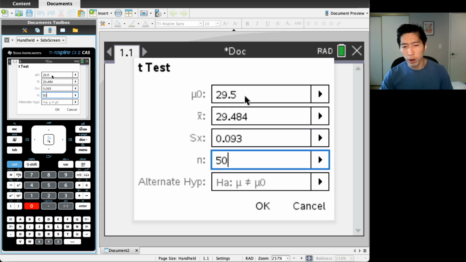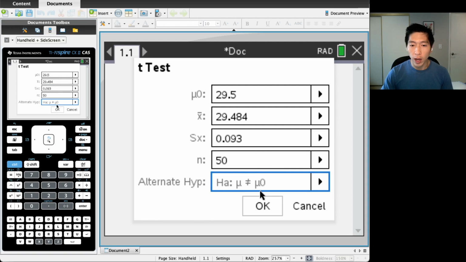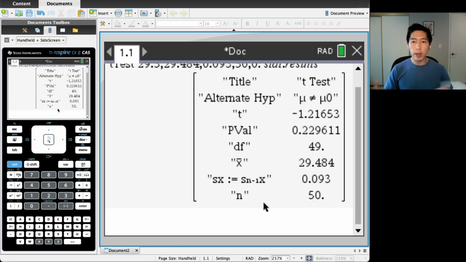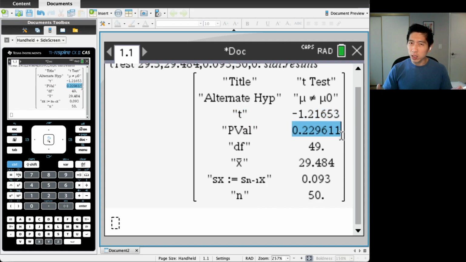What was our alternative hypothesis? We have three options. The true mean is greater than 29.5, the true mean is not equal to 29.5, or the true mean is less than 29.5. In this case, it was a double-sided test, so we're going to choose not equal to. And here we have our information. Notice that it gives us our t-value of negative 1.21653, and it also gives us our p-value of 0.229611. Since this is a double-sided test, this p-value has already been doubled for us, so you don't need to double it again.